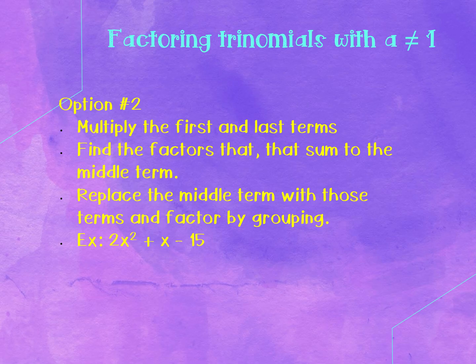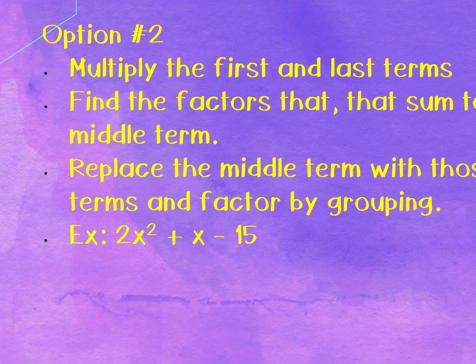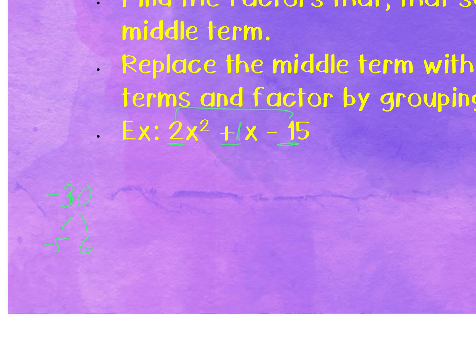Now I'll show you an equally valid method: factoring by grouping. When you have a trinomial like this, I'm going to use the exact same one. You can multiply the first and the last just like before. So I can do 2 times -15, that's -30. Factors of -30 that add to positive 1 are -5 and 6. That step stays exactly the same.